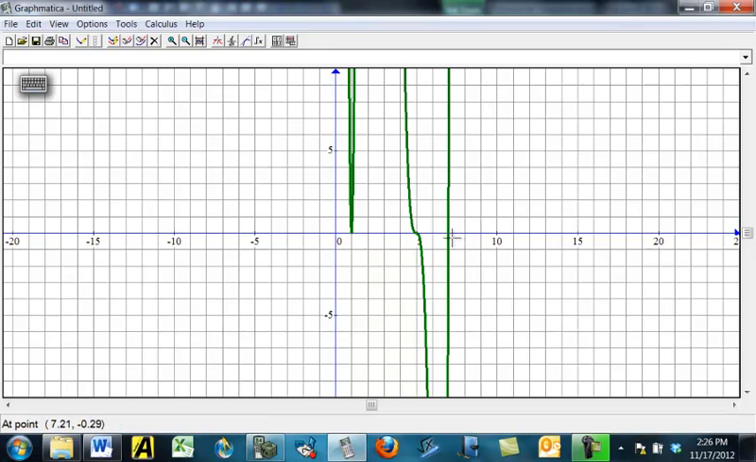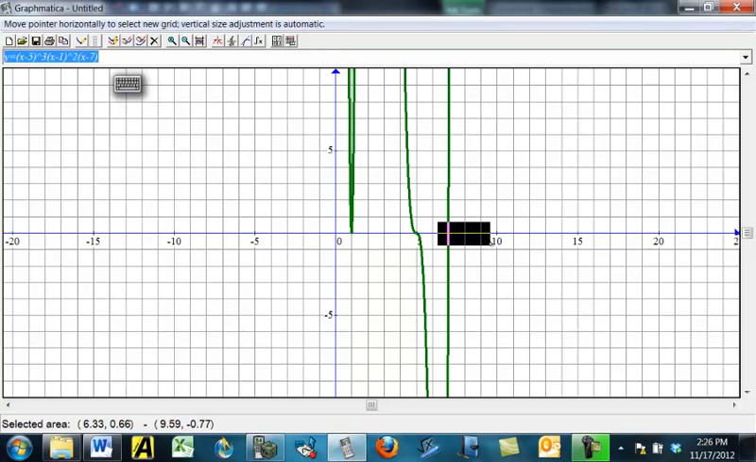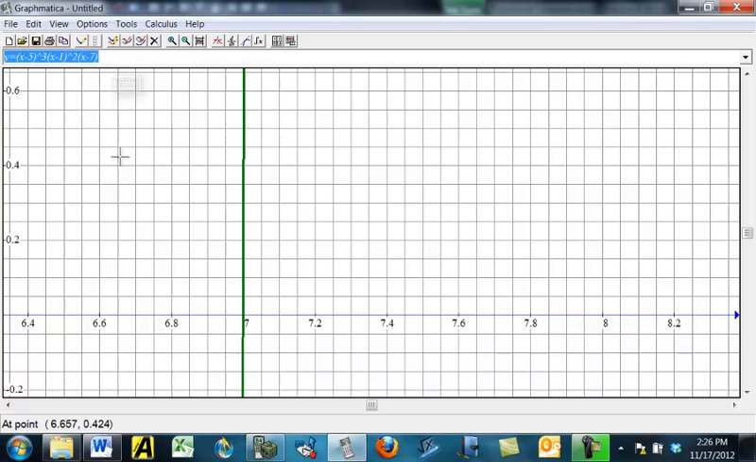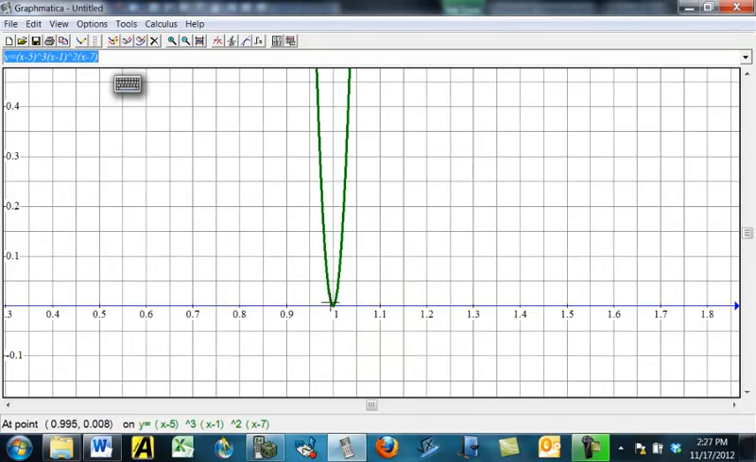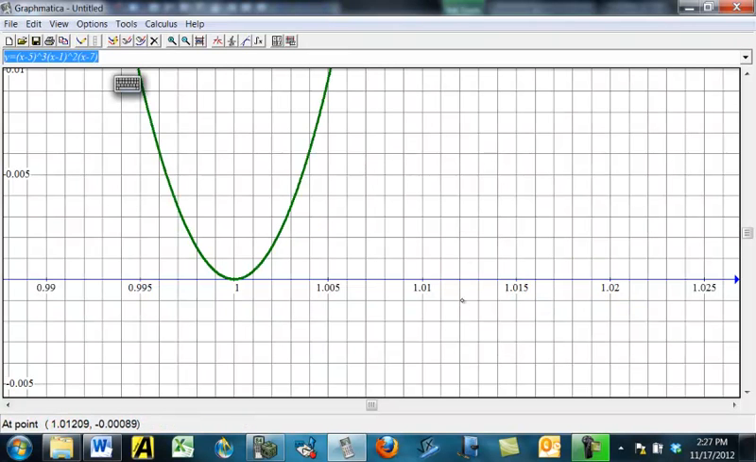You could have a multiplicity 1 root, and multiplicity 1 roots are called simple roots. If you zoom in on those, they look pretty much like a straight line going through the x-axis. So the graph goes through the x-axis like a straight line. If you have a multiplicity 2 root, then when we zoom in close, it looks a lot like a y equals x squared situation where it touches and turns around.